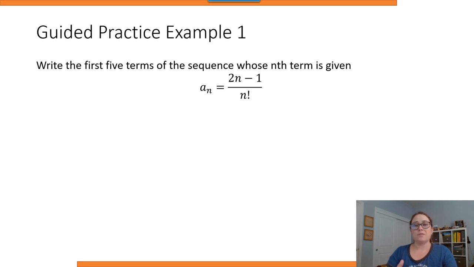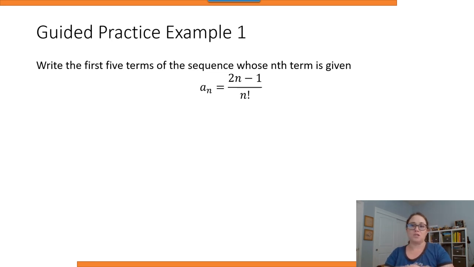So the notation is different. We're not using x's or f of x, but really it's the same thing as evaluating a function that we're being asked to do here. We're just being asked to do it for only the whole numbers. And here we're going from 1 to 5. So I'm literally going to take this nth term and plug in 1 and simplify it, then plug in 2 and 3 and 4 and 5 and get the first 5 terms of this sequence.